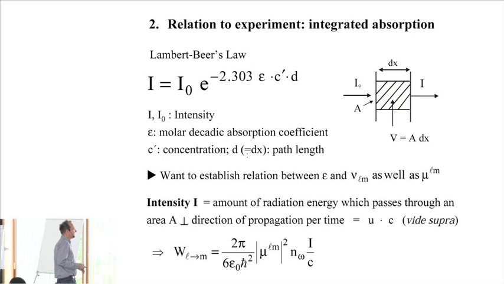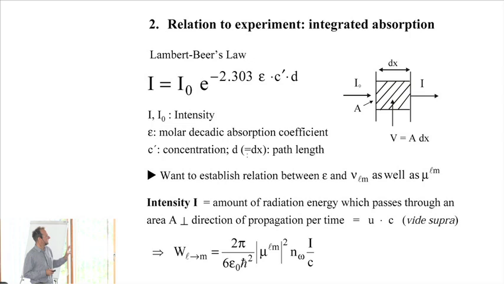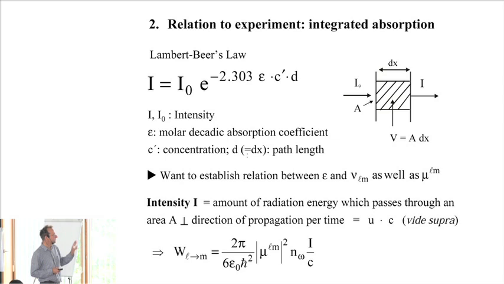So let's again recall the intensity I was the amount of radiation energy which passes through an area A perpendicular to the direction of propagation per time, and this was U times c. So this was the energy density of the radiation field times the velocity of light. And I write the golden rule here, and I replace this U by the intensity over c.